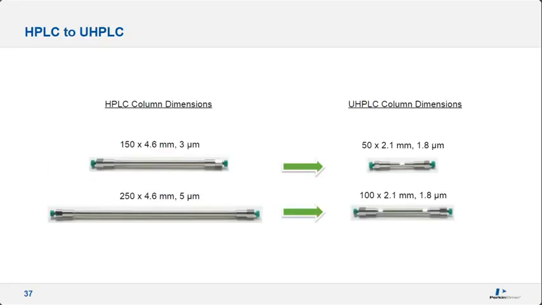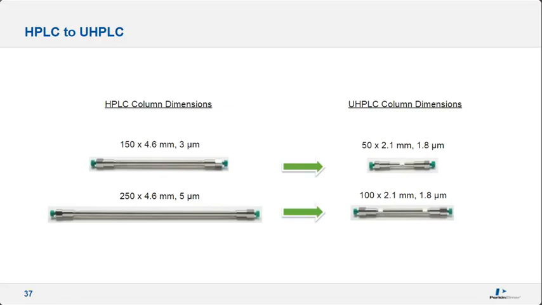Then if we're going to convert from conventional 4.6 millimeter ID columns to 2.1 millimeter ID columns, we can not only change the length and the ID, but we can also change the particle sizes, so we can get an equivalent separation. Instead of utilizing a 150 by 4.6 millimeter 3 micron column, we can optimize the separation using a 50 millimeter by 2.1 millimeter column containing a 1.8 micron particle, or a sub 2 micron particle.